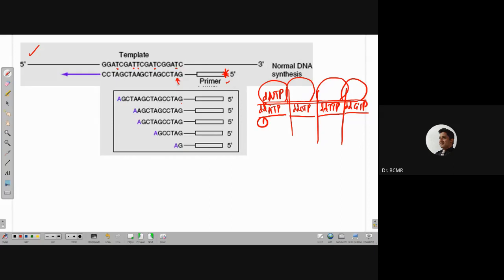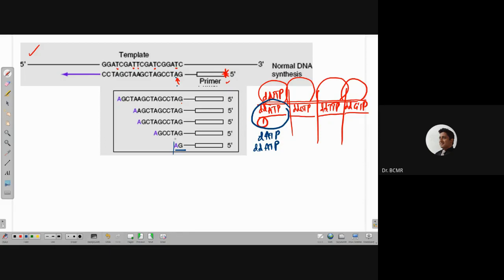Whenever there should be an addition of A, there are 2 different types of A in this particular reaction. There is normal ATP, that is dATP, and there is also an additional added dideoxy ATP. So there is a chance that a normal one could get added or a dideoxy one could be added. If a dideoxy one is added, that molecule will no longer polymerize, it's over, right? The chain is terminated there.